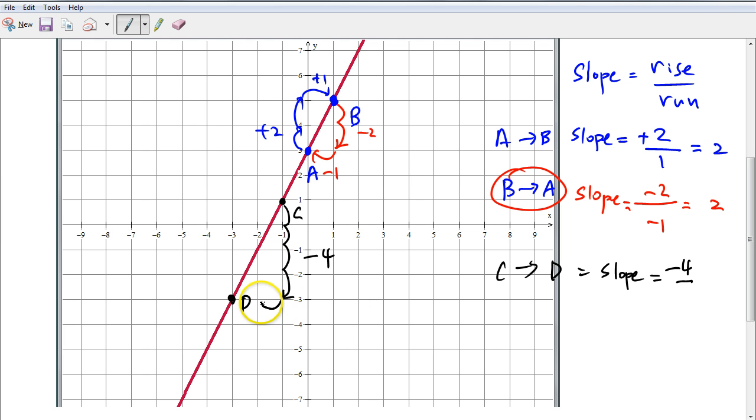What if I have to go to the left 2? Negative 2. Class, what's negative 4 over negative 2? 2. So it doesn't matter which 2 points you choose of the same line, your slope is always constant. Why? Why is it always constant?